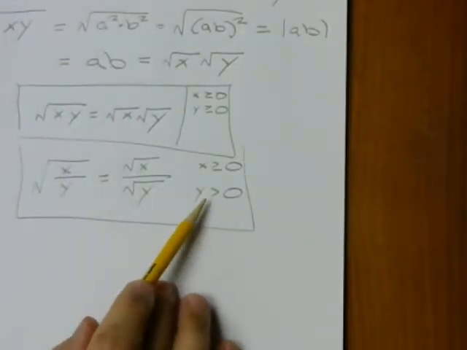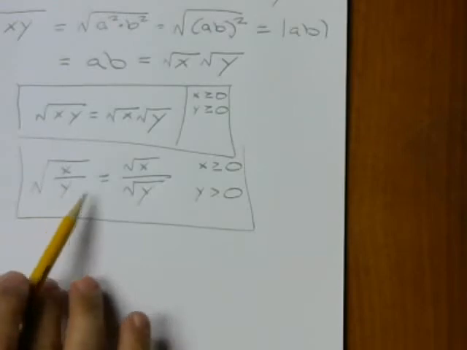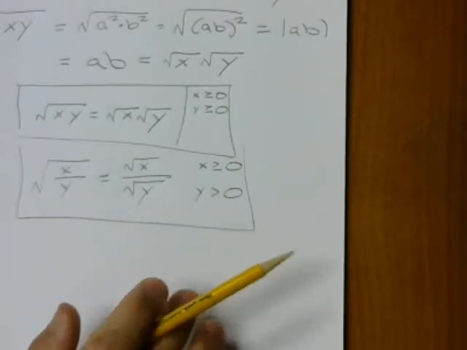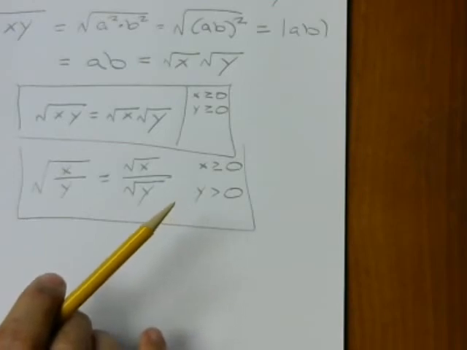Why do I need y to be strictly bigger than 0? Well, just because I can't divide by 0. That would be bad. We're not allowing that, ever. So, these are our two rules, and I guess let's proceed to look at a few examples.